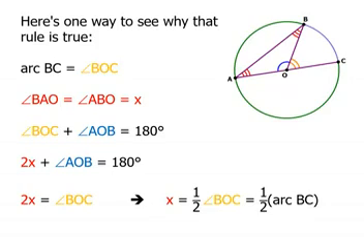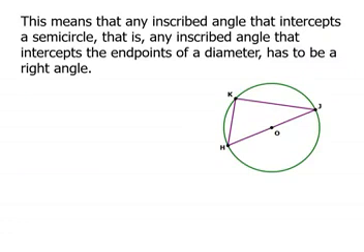And so this is one very special way to see why the inscribed angle has to be half the measure of the arc. This means that any inscribed angle that intercepts a semicircle, that is, any inscribed angle that intercepts the endpoints of a diameter, has to be a right angle. So merely the fact that HOJ is a diameter automatically means that K has to have a right angle because it's intersecting an arc at 180 degrees.